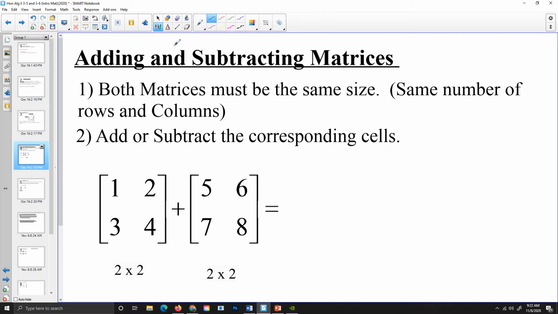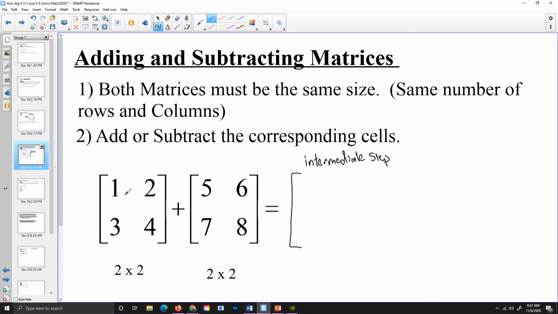If I ask you to do an addition or subtraction by hand, and it's only one of 2 operations that I'm going to be asking you to do, you're going to put in what I call the intermediate step. I'm going to ask you to show the addition. So what we're going to do is add or subtract the corresponding cells.